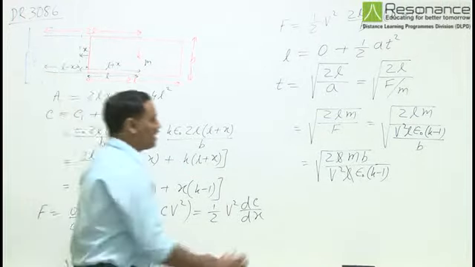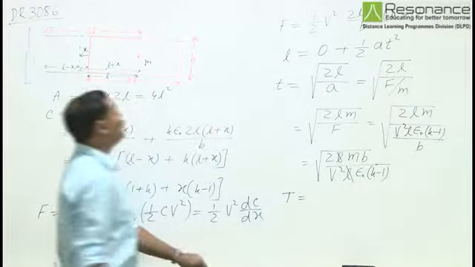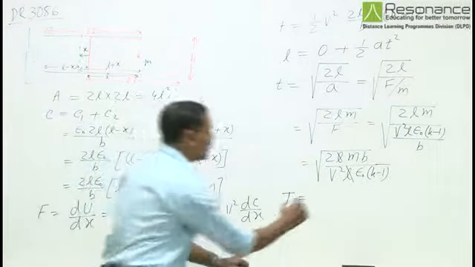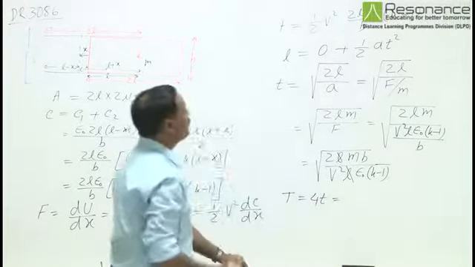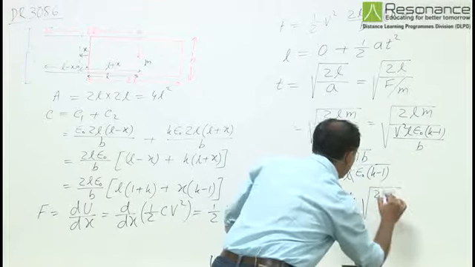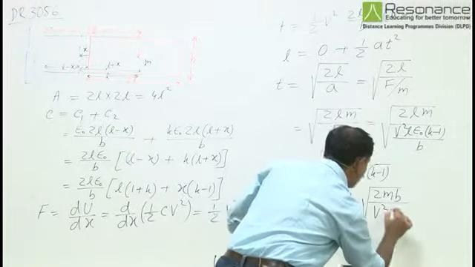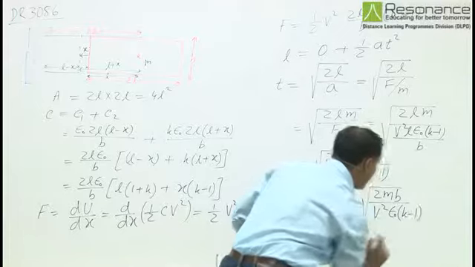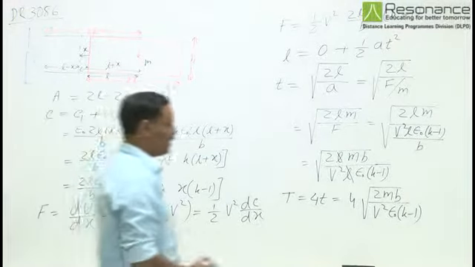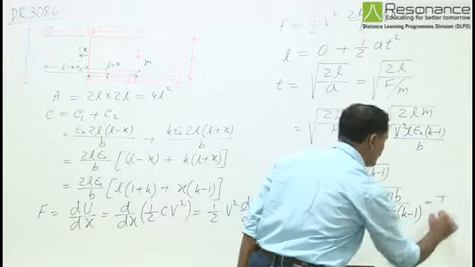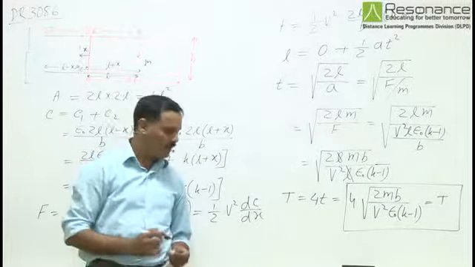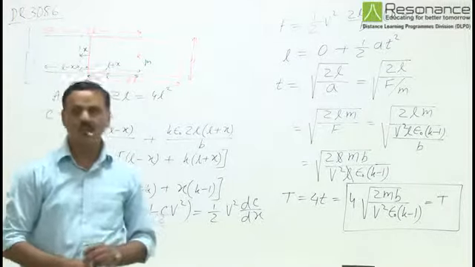Now the time period of the periodic motion of this dielectric is 4 times the time. 4t is equal to 4 into under root 2mB by V square epsilon naught into K minus 1. So the time of the oscillation, the periodic motion here, the to and fro motion, the time taken is 4 times under root 2mB by V square into epsilon naught into K minus 1.